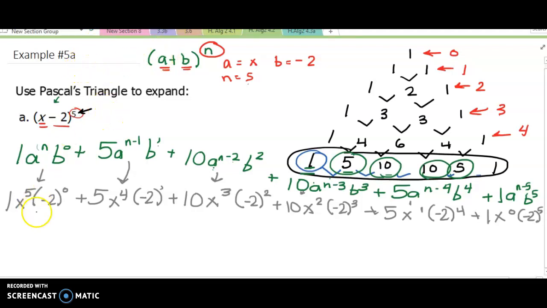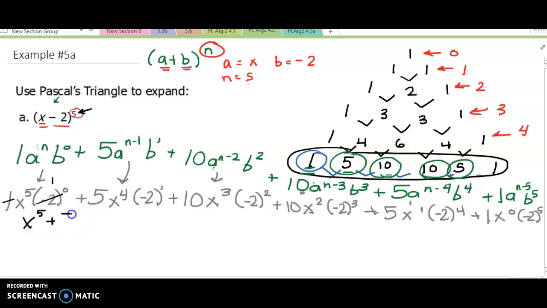Okay, next thing I want to discuss is any negative number. If it's an even power, it turns into a positive. If it's an odd power, it stays negative. Okay, so if I go and I simplify this, well, this is just 1. I don't need to write 1. So 1, and this is a 1. So I'm left here with just x to the 5th.